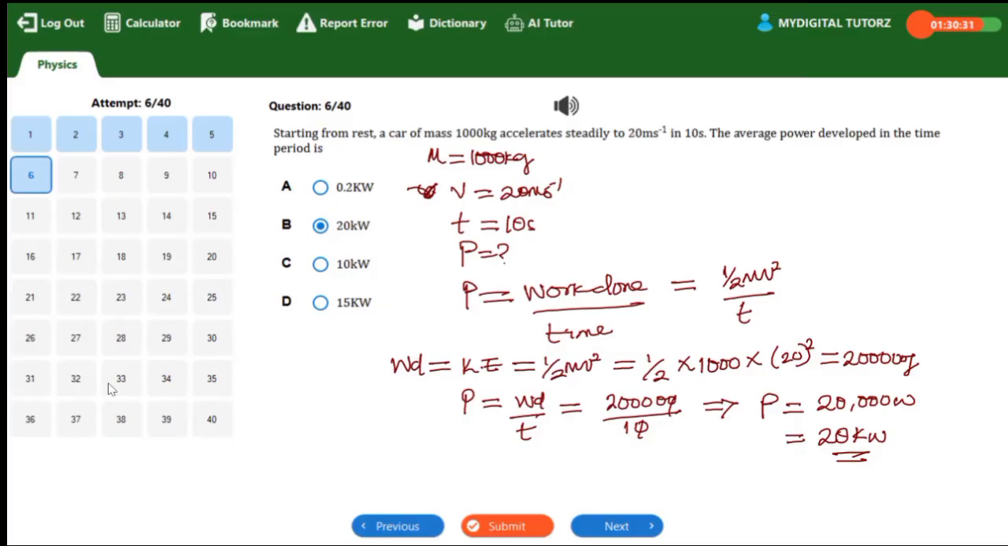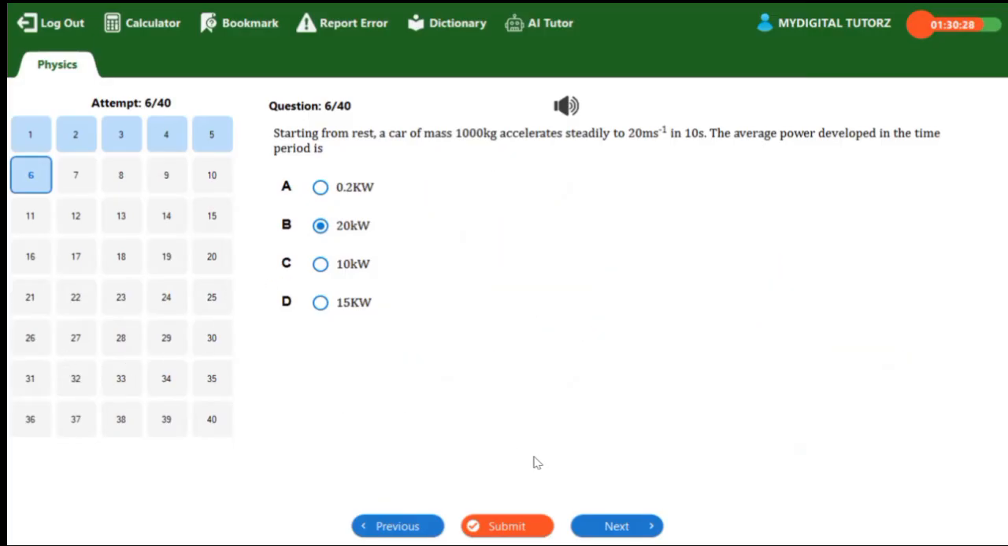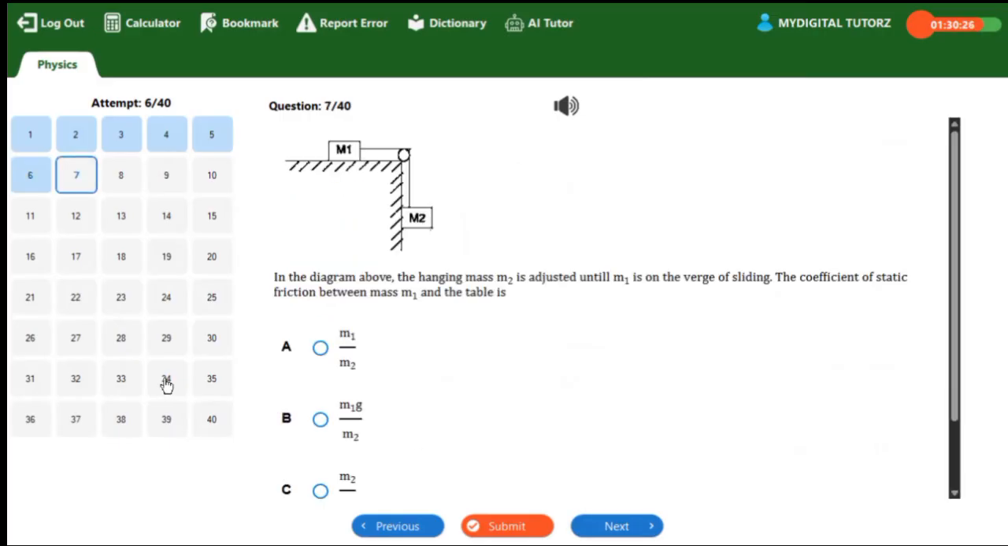So that's about question 6. Question 7 is here. Question 7 says, we are given the diagram above. In the diagram above, the hanging mass M2 is adjusted until M1 is on the verge of sliding, about to move. The coefficient of static friction between the mass M1 and the table is?